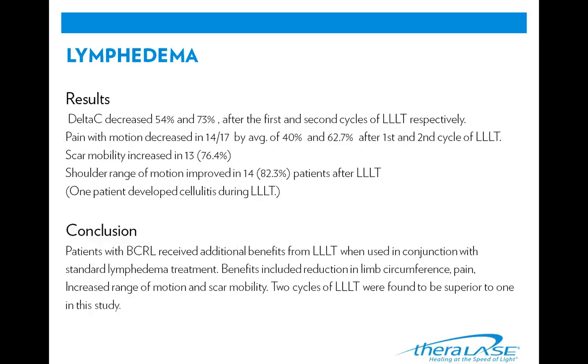They found that the delta C, or the difference between the arms, decreased by 54% and 73%, so 54% after the first cycle, and after the second cycle of laser therapy, it had decreased by 73%. So the arm circumference was coming down. There was a decrease in pain with motion. The scar mobility increased, and the shoulder range of motion improved. So there were a lot of general improvements in the laser-treated groups.